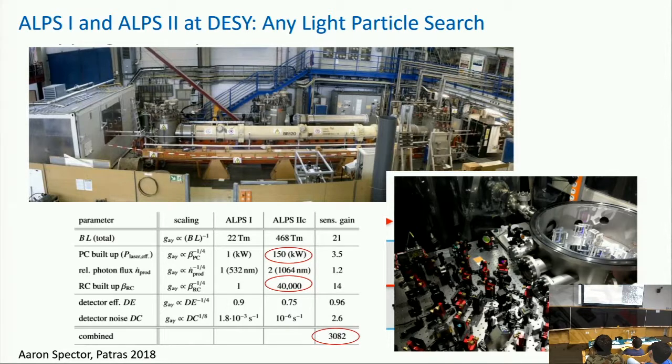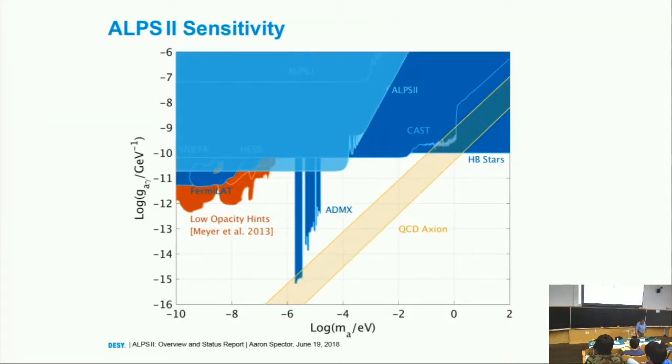So by combining all these factors, they get a sensitivity gain of 3,000 over previous generation experiments. There's a lot of complicated optics. And this sounds simple, to have this regenerator cavity, but phase locking the cavity to the transmitting cavity is non-trivial, and so there's a lot of complicated optics involved. But this is where they're going to go.